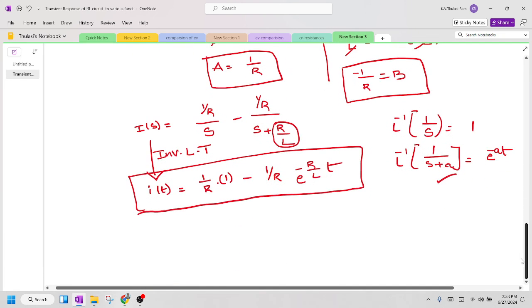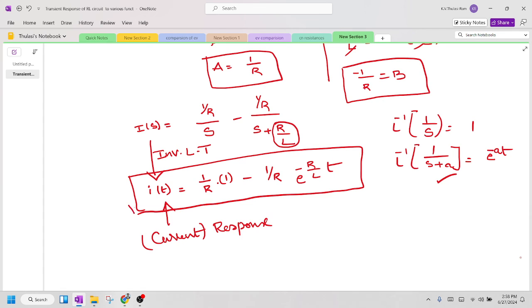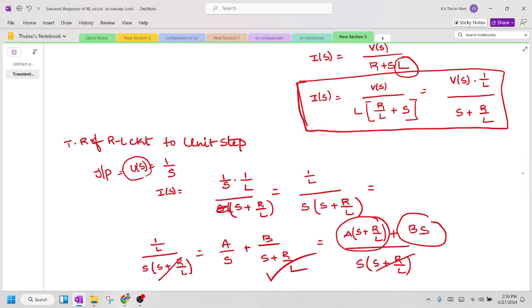So this is the equation of current. This current is called the response or output current. So this is the current response, or the transient response, of a series RL circuit for an application of a unit step signal. So this is how we proceed with the unit step signal. Thank you. If you feel comfortable, continuously follow all the classes, then you can understand.